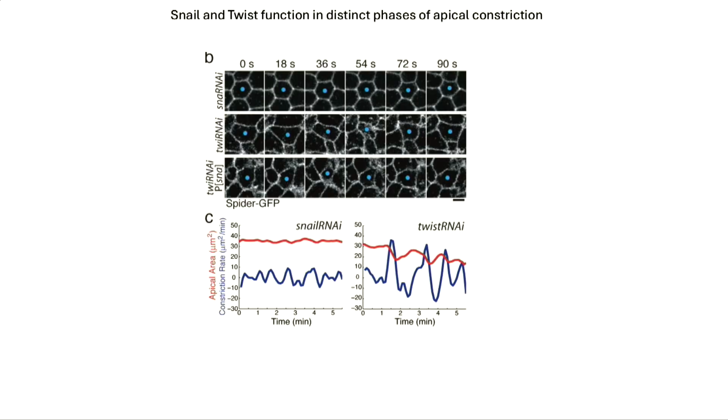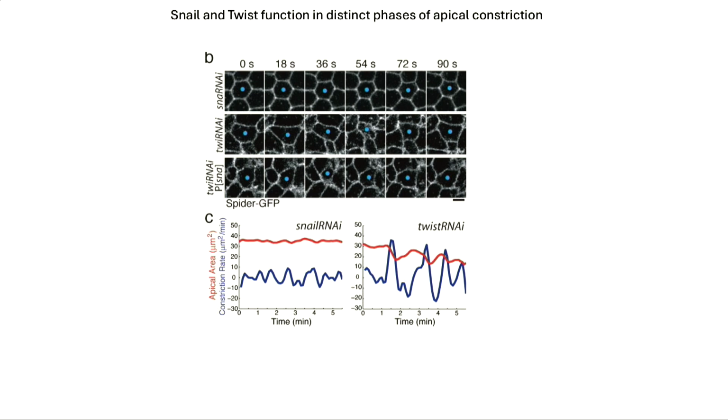So it turns out that if one removes twist or if one removes snail, there are two differing effects which are actually seen. So if one removes snail, then if you look at these cells, really there doesn't seem to be much of a constriction pulse. There is some increase and decrease of area which is seen, but the apical area does not change at all. When one removes twist, on the other hand, then one does see these pulses. But there was a constriction phase and then that should have been followed by a stabilization phase. That stabilization phase is not coming up at all.